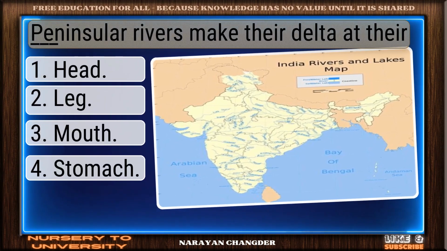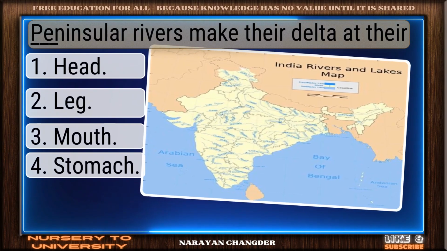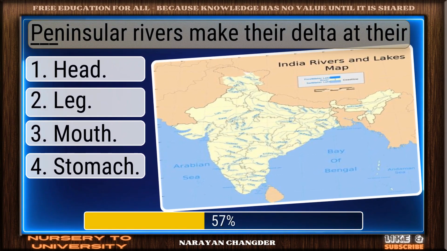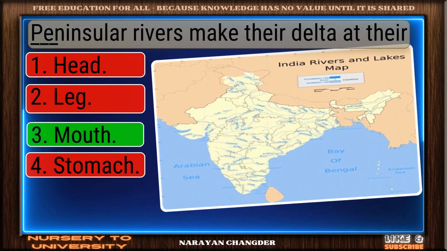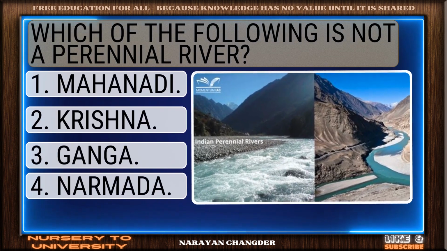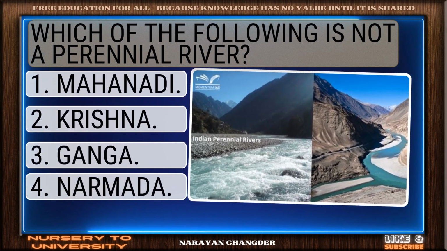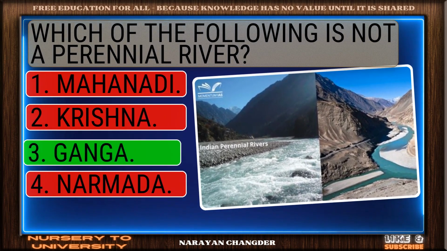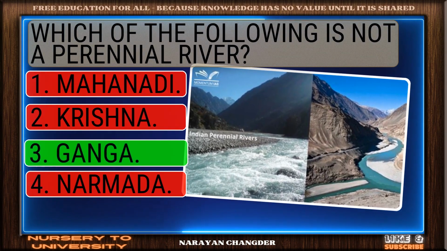Question number 125. Peninsular rivers make their delta at their dash. Correct. Mouth is the right answer. Question number 126. Which of the following is not a perennial river? Perfect. Ganga is the correct choice.